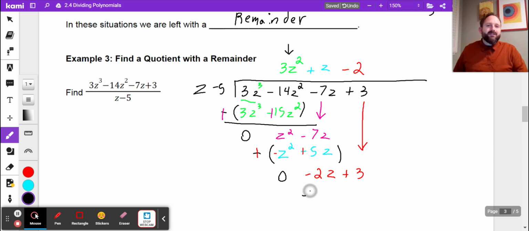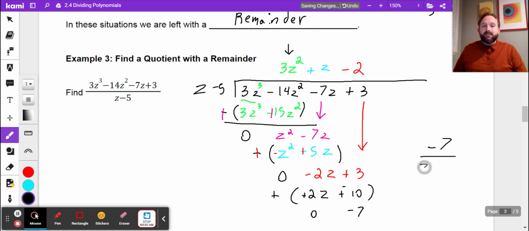Negative 2 times z is negative 2z. And negative 2 times negative 5 is plus 10. And so I'm going to want to subtract. So if I distribute the negative to the other ones, I should get 0. 3 minus 10 is negative 7. I'm going to tell you right now, there ain't no z's in there. So literally, I'm going to be dividing this negative 7 by z minus 5, and that's it. I can't do anything else.